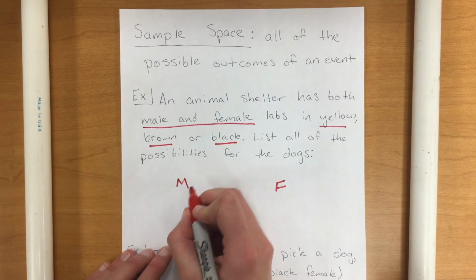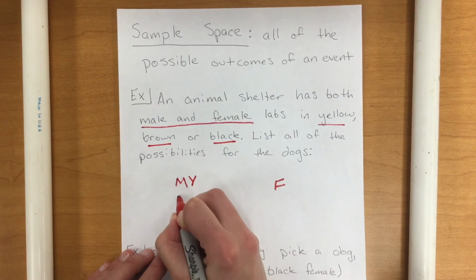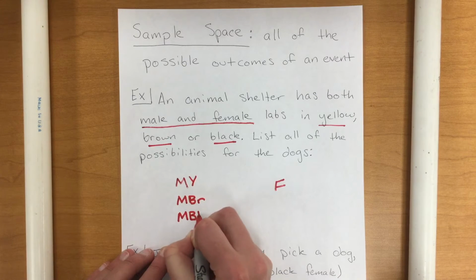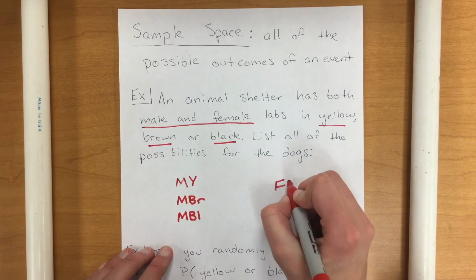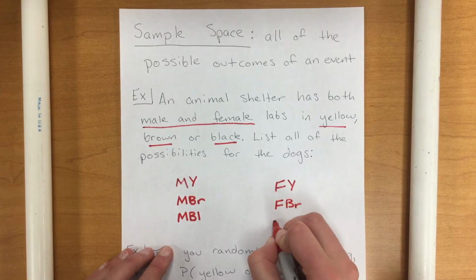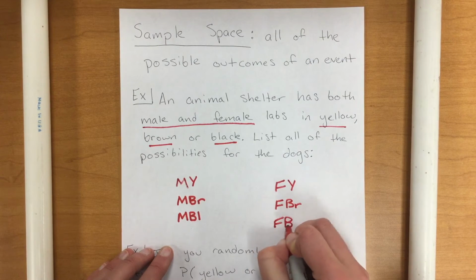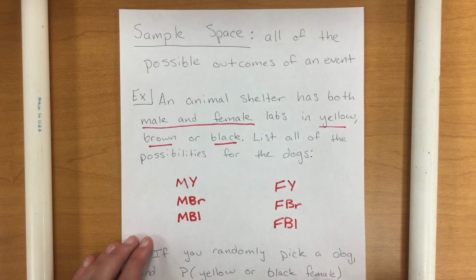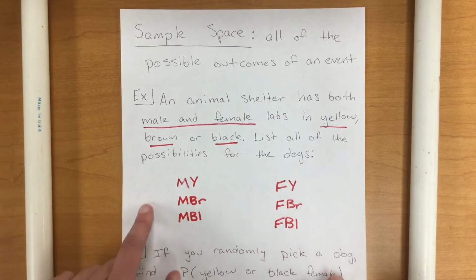So we can have male that's yellow, male that's brown, or male that's black. And then we can have female that's yellow, female that's brown, or female that's black. So those are our 6 possibilities for the dogs at this animal shelter. Now, since we listed all of the possibilities for the dogs, it's all of the possible outcomes, so this is our sample space.